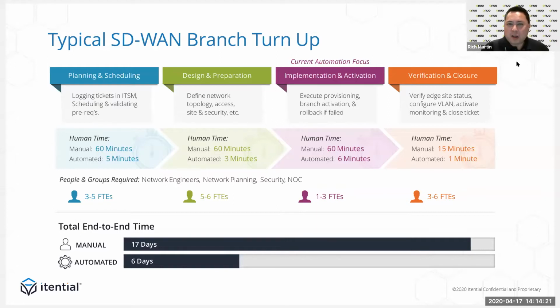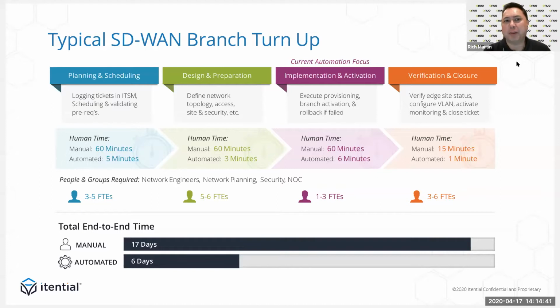One of the insights that we've gained from working with several of our customers is that in a typical SD-WAN branch turnup, a lot of the focus is centered around the purple area here, which is the implementation and activation of the SD-WAN deployment. Normally, we think of automation within SD-WAN as compartmentalized.